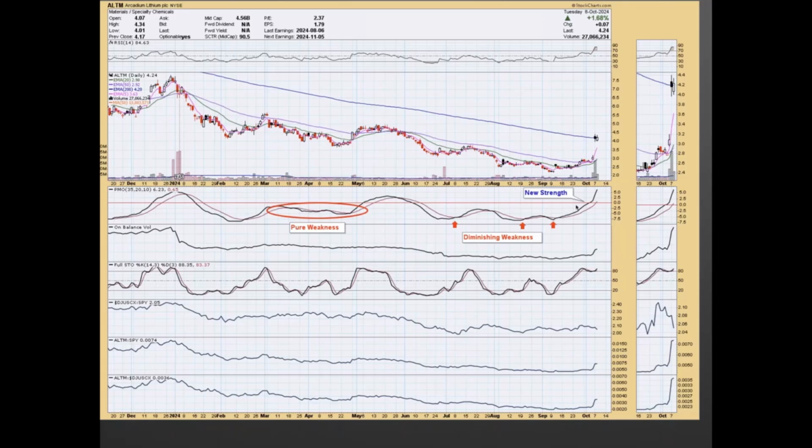Here's where we started to see the new strength as the PMO started to get really close to the zero line here. And that was a sign that, okay, we had overcome this level back here. So we knew that we had new strength coming in. And that was a good sign. Obviously, when it got close to the zero line, it was right here. And that would have given us plenty of time to get in on this gap up move.